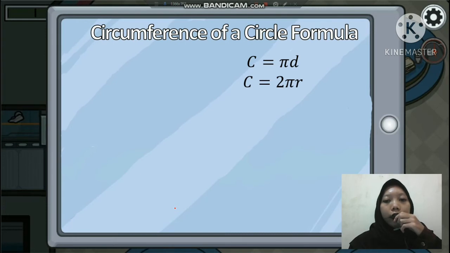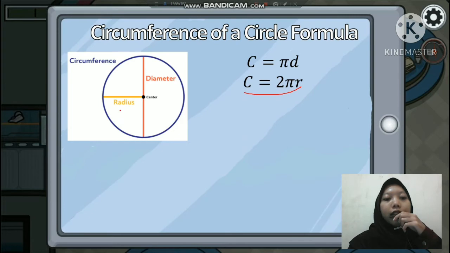Okay, this is the circle formula. C is pi multiplied by D, and the formula is also C is 2 multiplied by pi multiplied by r. This is the picture of the circumference. The circumference is the distance around the circle. The word perimeter is also sometimes used for the circumference.